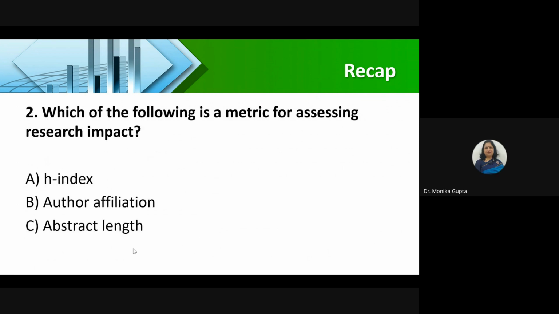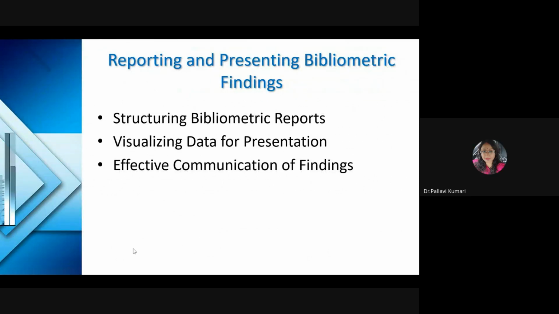Which of the following is a metric for assessing research impact? A. Right, H-index. Now, reporting and presenting bibliometric findings. Reporting and presenting bibliometric findings is a crucial step in the research process. A well-structured report should clearly communicate the results of your analysis, supported by visualizations that make complex data more accessible. Visual tools like charts, graphs, and network maps are invaluable in conveying your findings effectively.